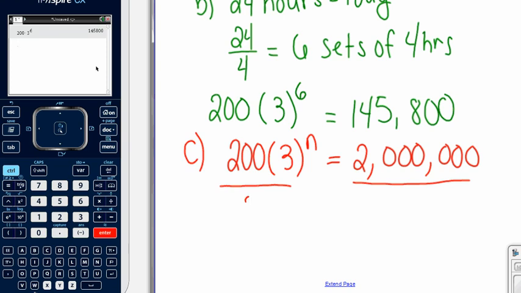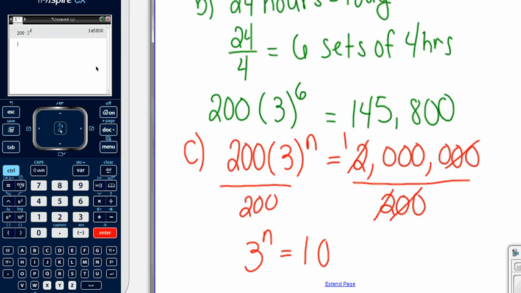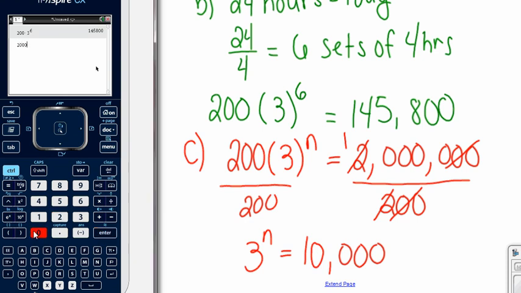So to use logarithms, we'll want to divide both sides by 200. So we're canceling 2 zeros, and this is going to turn into 1. So we've got 3 to the n equals, how many zeros? 1, 2, 3, 4. So 10,000. Okay, so let's just check that. We've got 2 million divided by 200. Okay, 10,000.